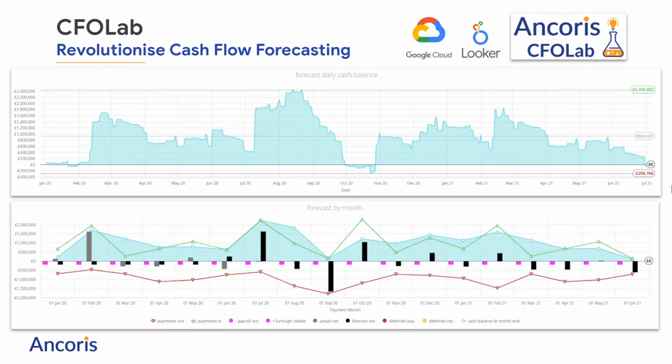The black bars indicate where these values are either forecasted by CFOLab in the future or amended retrospectively. And finally, the pink bars on here show payroll. So you can see in this example here, we've got a consistent, steady payroll run rate.